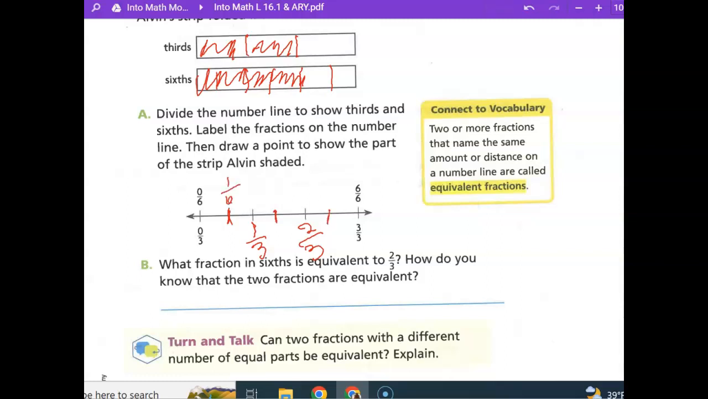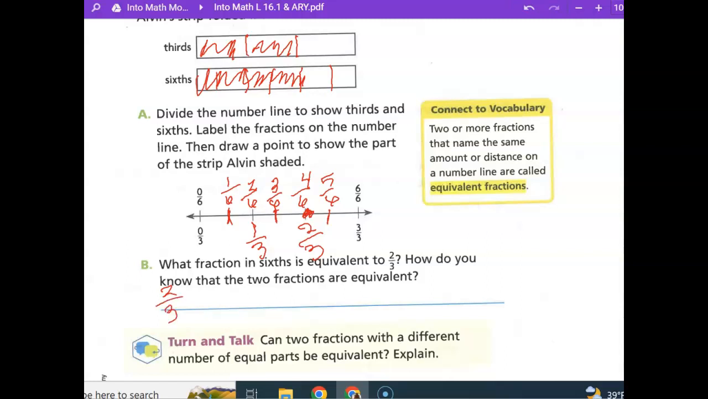1/6, 2/6, 3/6, 4/6, 5/6, and 6/6. What fraction of sixths is equal to 2/3? So here's our 2/3 point on our number line. What fraction of sixths is equal to 2/3?